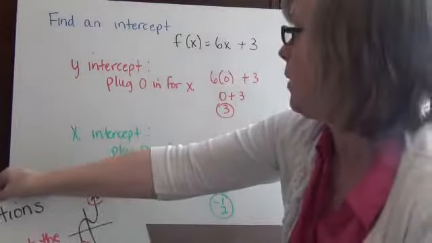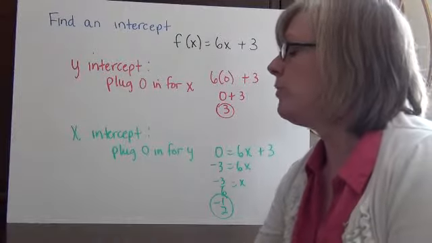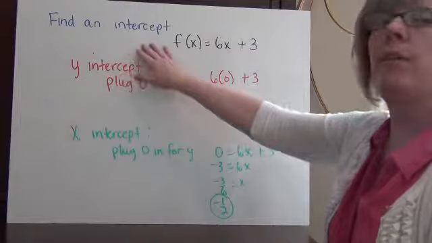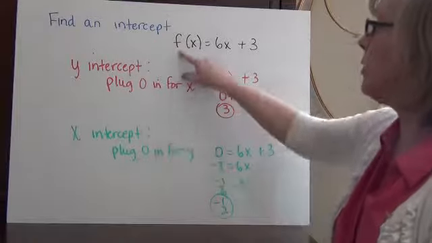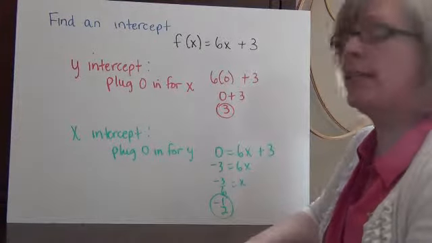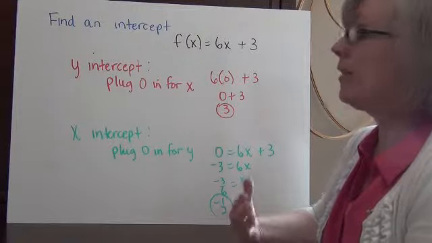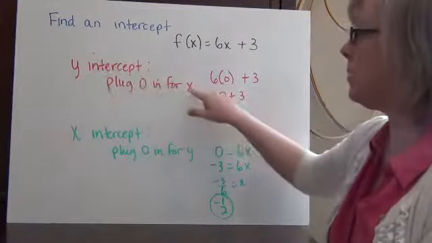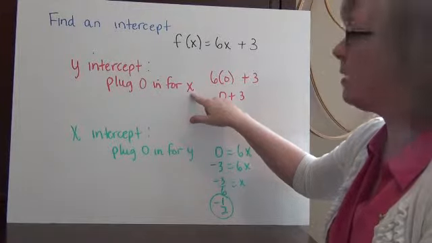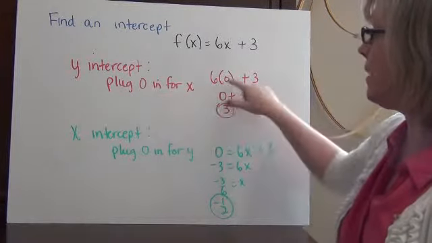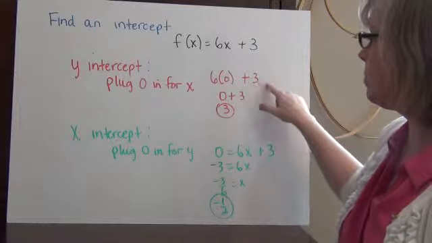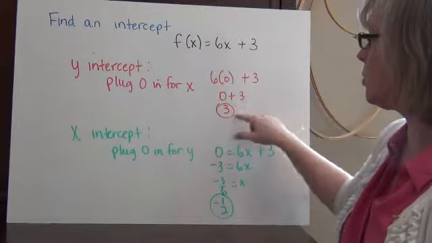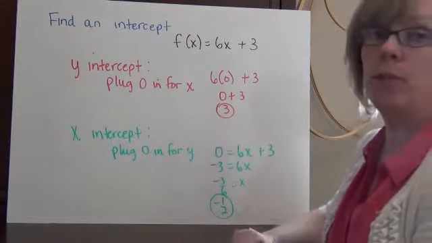Okay, now we're going to just review quickly and make sure everybody's comfortable with how to find an intercept. So here's my function, f(x) = 6x + 3. Now, to find the y-intercept, I plug in 0 for x. You're always going to plug in a 0 for the opposite variable. So if I plug in a 0 for x, I get 6 times 0 plus 3, which is 0 plus 3, and 3 is my y-intercept.